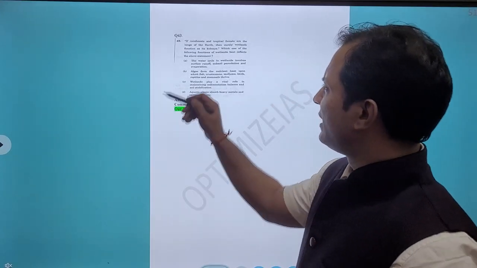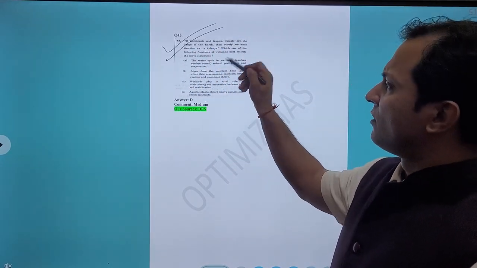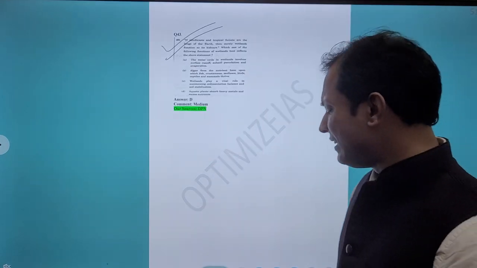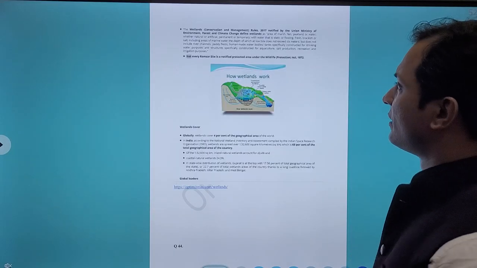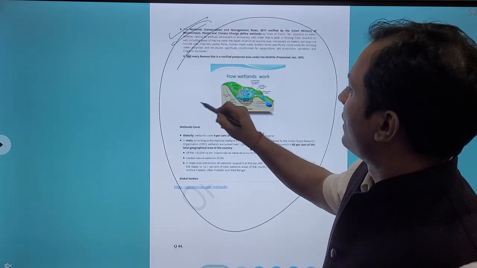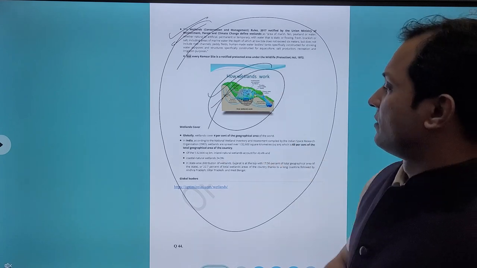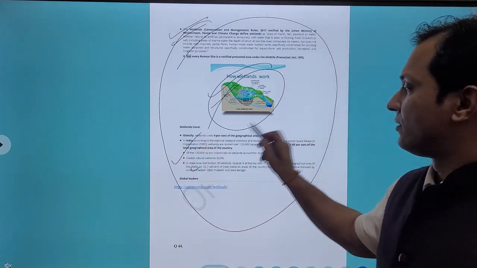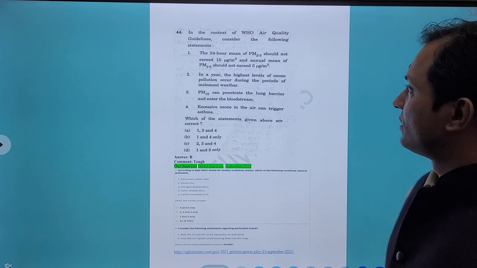This is a very easy question, question 43 on wetlands. I don't think it is difficult. Here also, in the DPN, I had covered this. I had explained how the wetland works, exactly as given. So this is also a very easy question directly from the source.